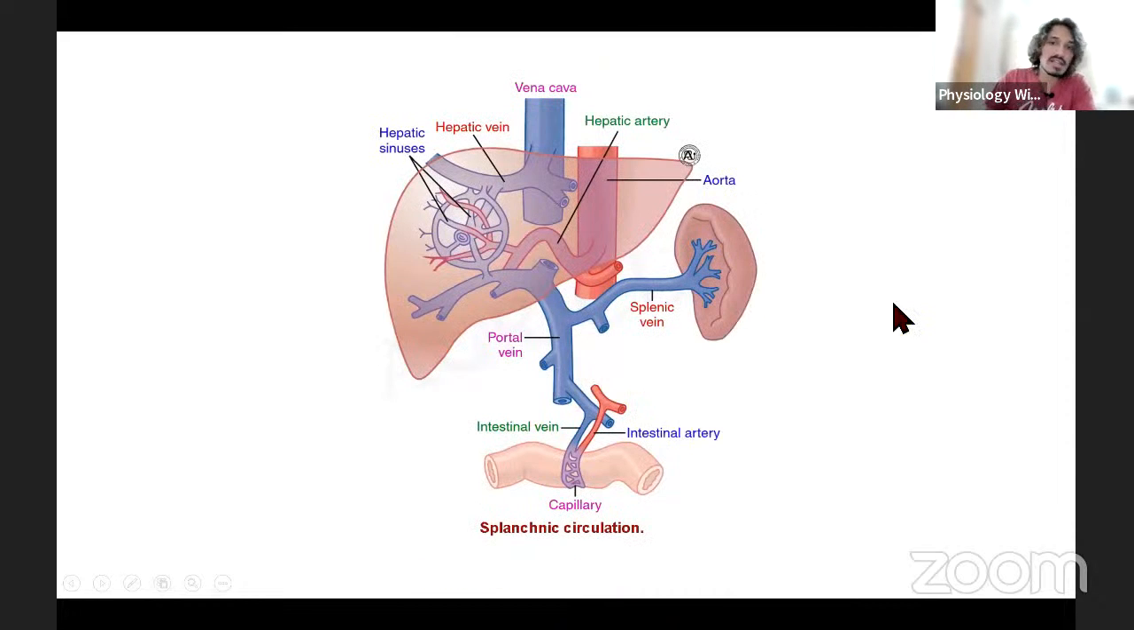Now, everything finally, as we were talking about, goes to your portal vein, and from the portal vein it goes through the hepatic sinuses, hepatic vein, and then comes up to the vena cava. Okay, so the portal vein is formed from your splenic vein on one side and your intestinal vein, which is coming on the other side.